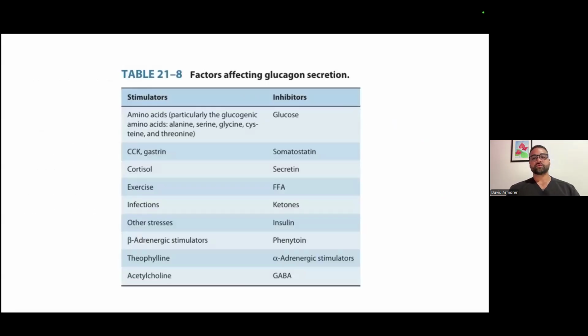So factors which affect glucagon secretion: amino acids stimulate, glucose inhibits, gastrin and cholecystokinin stimulate, somatostatin inhibits. Cortisol would stimulate, secretin would inhibit. Exercise would stimulate, and free fatty acids would inhibit. Other things such as infections, stresses, beta-adrenergic stimulators, theophylline, acetylcholine would stimulate the production of glucagon, whereas insulin, phenytoin, alpha-adrenergic stimulators and GABA have been shown to inhibit glucagon secretion.